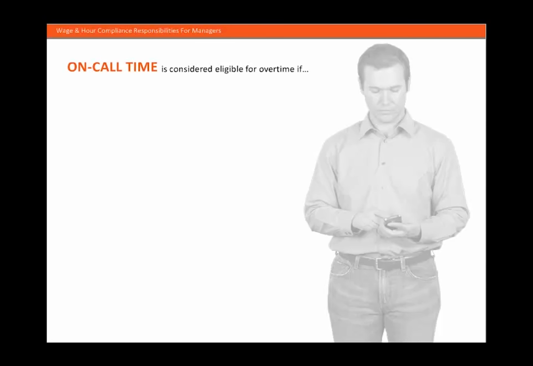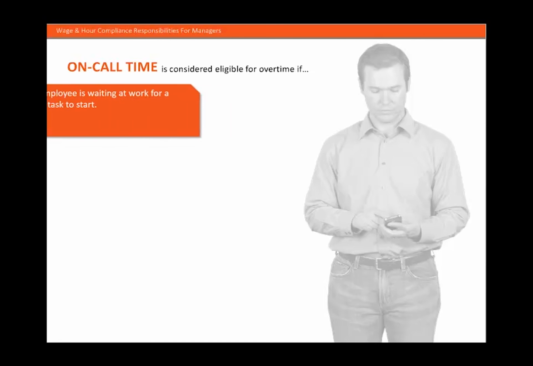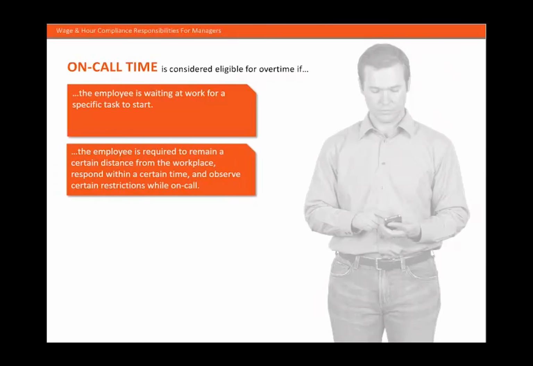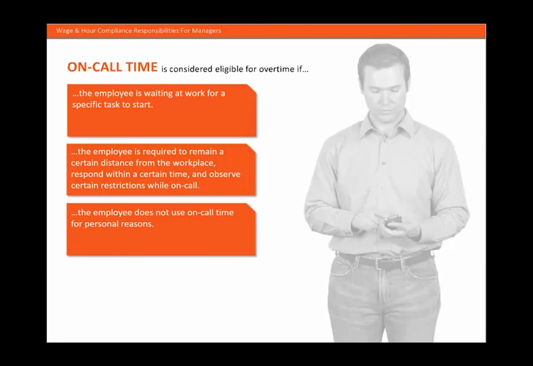On-call time is considered eligible for overtime if the following criteria are met. The employee is waiting at work for a specific task to start. Examples: setting up for an assembly or cleaning up after a shift. Or the employee is required to remain a certain distance from the workplace, respond within a certain time frame, or observe certain restrictions while on call. Or the employee does not use that on-call time for personal reasons.